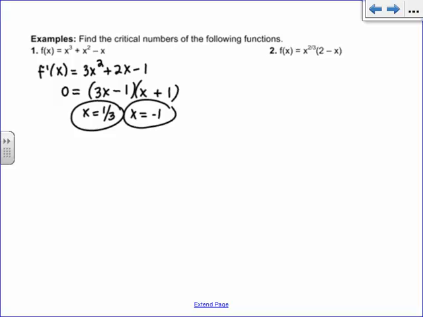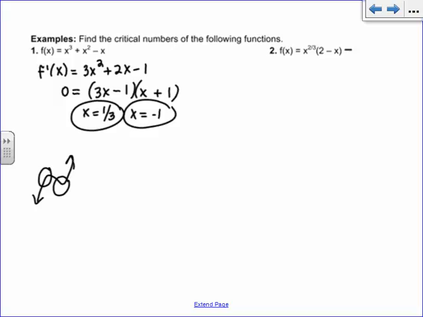Now, some of them you can just use your knowledge of polynomials. This is an x cubed function. So if you were doing a little rough sketch, you know that the max occurs first and the min occurs second, right? So the max would be at x equals -1, and the min would be at 1/3. So sometimes you can use that knowledge to help you shortcut some things.